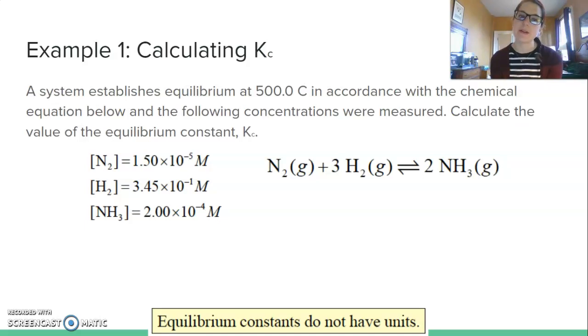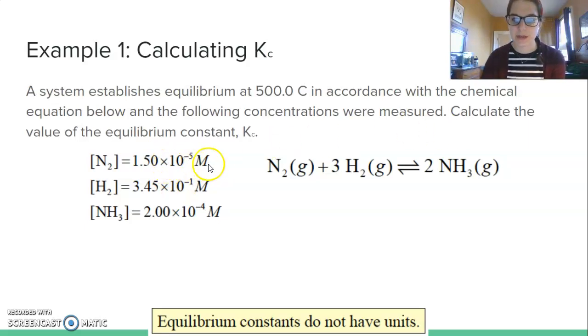Calculating Kc. We have a system that establishes equilibrium at 500 degrees Celsius in accordance with the chemical equation below. So N2 gas plus 3H2 gas yielding 2 NH3 gas. The following concentrations were measured. Calculate the value of the equilibrium constant Kc.